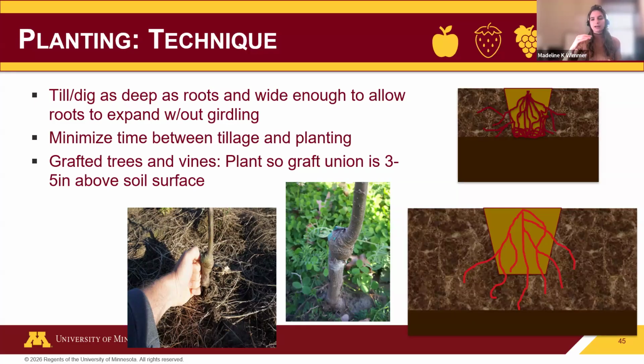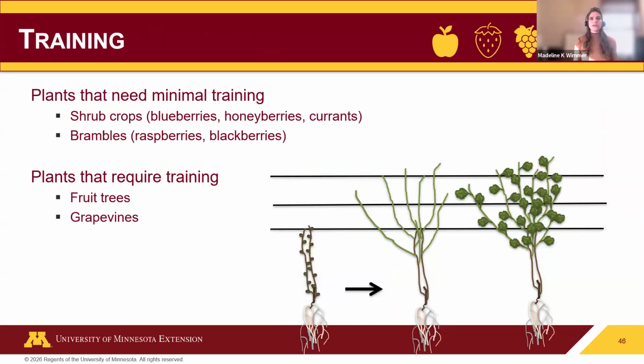And then, just thinking again about that graft union. The higher up you plant a graft union, the more power the rootstock has, whereas the lower it is, the less power it has. Sometimes at some sites you'll have trees that sink a little bit after planting, so you'll want to pay attention after you plant, not just leave and assume everything's all good.